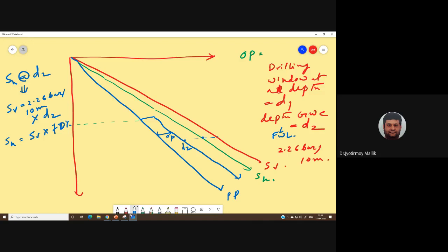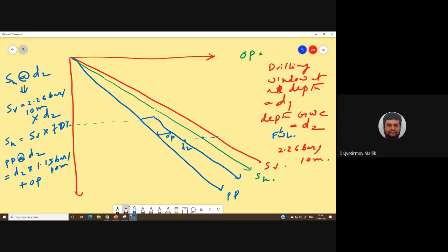Then I have to calculate the pore pressure at D2. So pore pressure at D2 is equal to D2 multiplied by 1.15 bar per 10 meter plus the overpressure. So that is the pore pressure due to the water at the gas water contact.